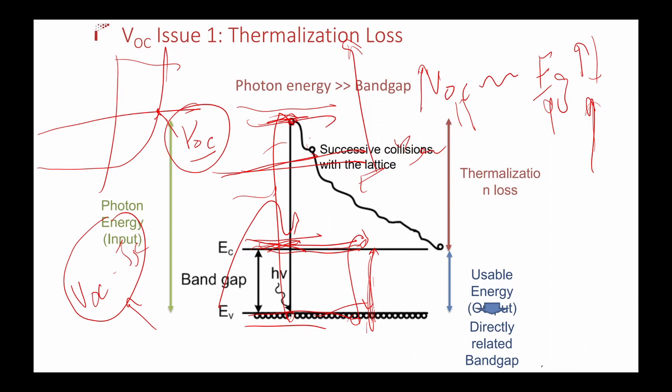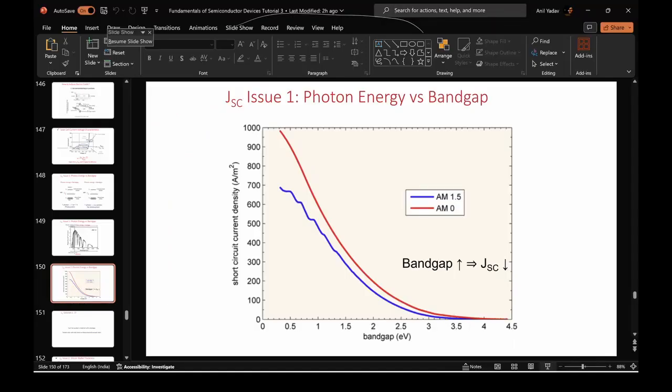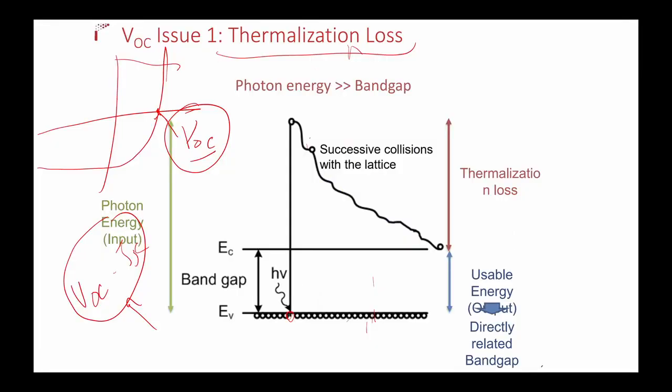But to fabricate those types of solar cells is a bit difficult. It is very difficult to deposit layered semiconductors, too many layers. So this is the issue. If we increase the band gap of the semiconductor, then we are losing the JSC. If we are decreasing the band gap of the semiconductor, we are losing the VOC, and we are losing energy as thermalization loss. So what to do?